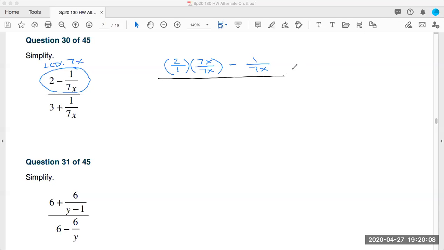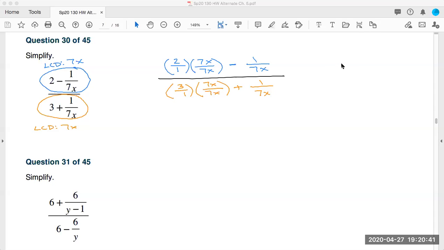Put your divide sign, and then repeat with the bottom. We have the LCD as 7x. Doesn't always need to be the same from top to bottom, so be careful. I have 3 over 1. In order to get a 7x in the denominator, I need to multiply top and bottom by 7x. And then my second fraction, the 1 over 7x, is already good.